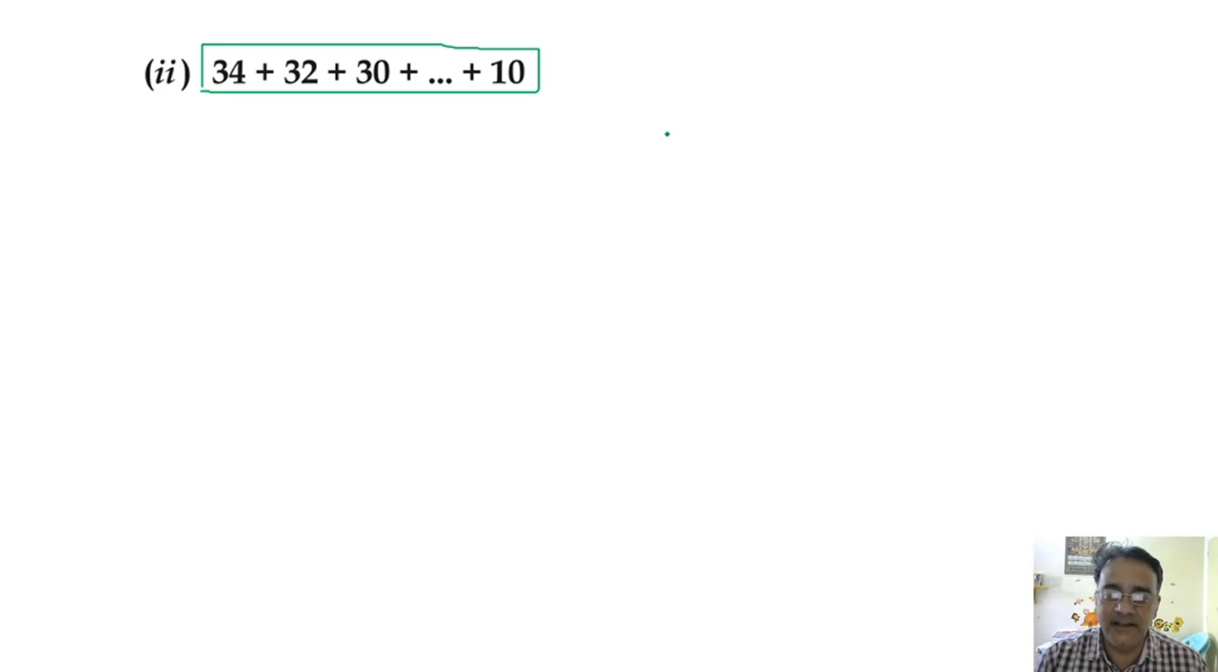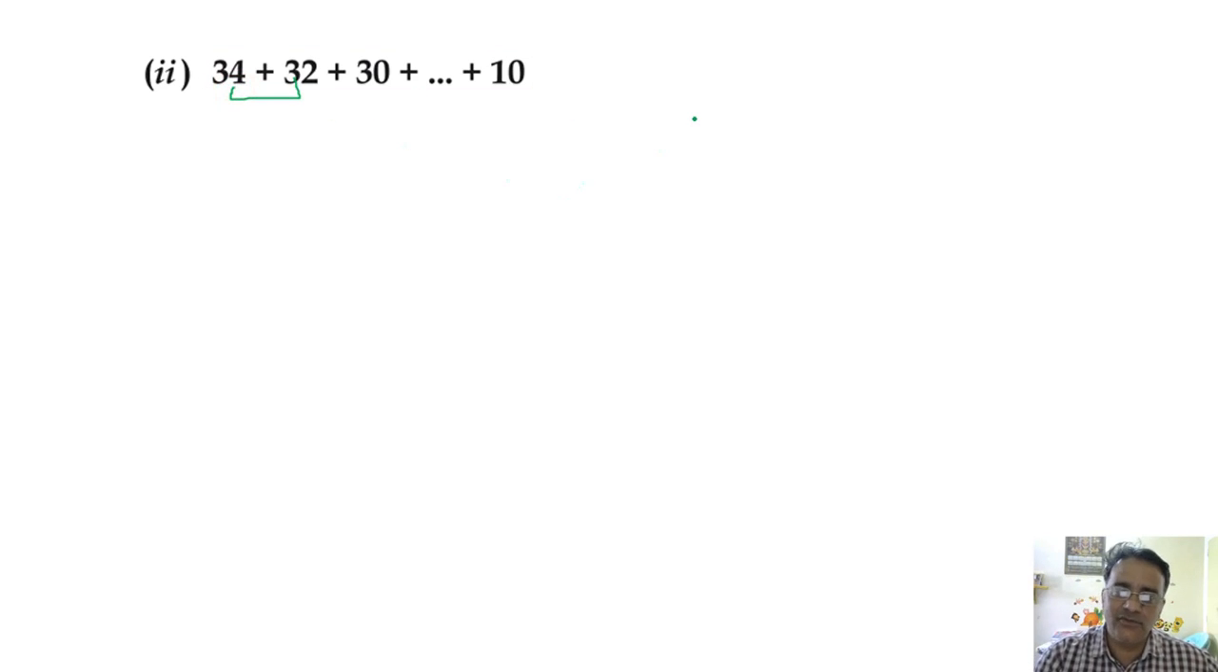The sign of d? Minus. Yes, it should be negative. Sometimes what will happen, even very good students make a mistake. Look, here the difference seems to be 2, so immediately they write d is equal to 2.